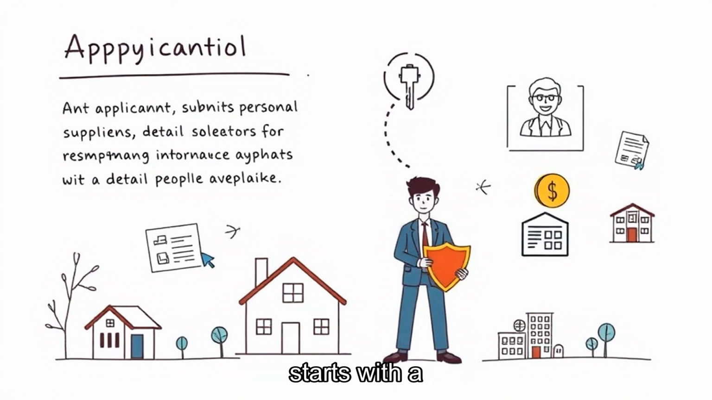Rental applications often start with a detail people overlook. A familiar example of how rental applications work is when an applicant submits personal details, employment information, and references. The landlord is deciding whether to trust a stranger with a property. The form turns interest into a screening process.